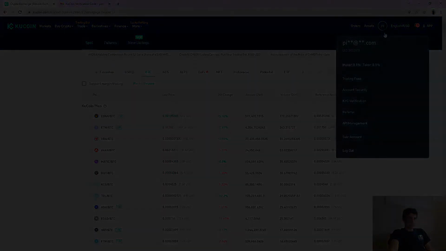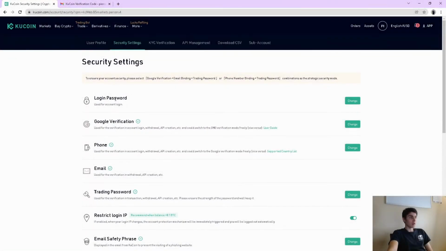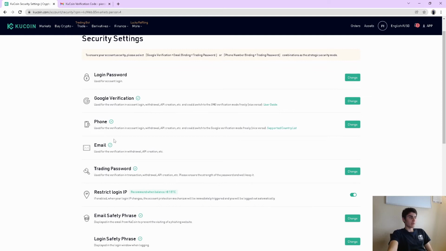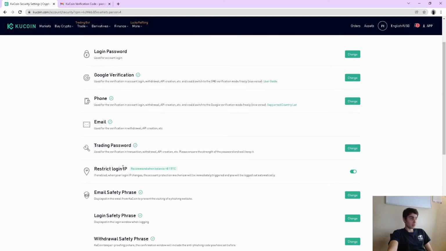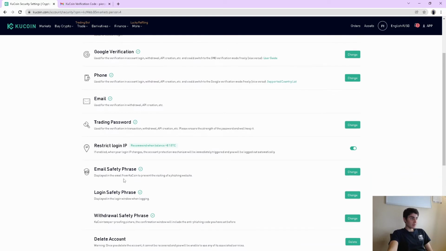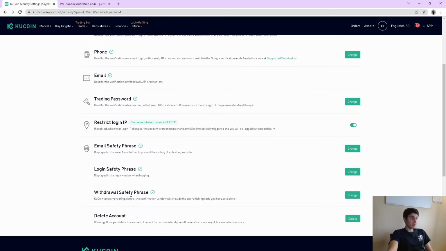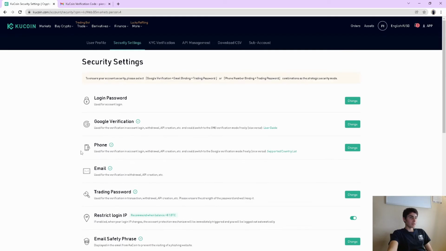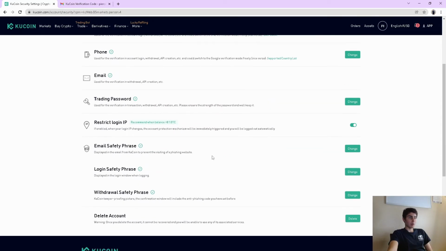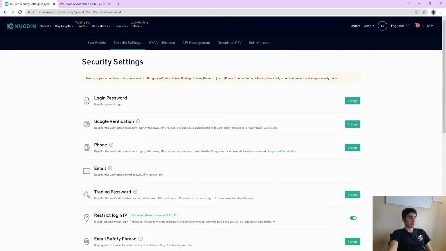Over here is your account. Go to account security. My goodness, it's like a whole page. You can set a login, Google verification, phone, email, trading password, restrict login IP, email safety phrase, login safety phrase, withdrawal safety phrase, or delete your account. I've set all of this on mine, but I think it's amazing they give you that many options.